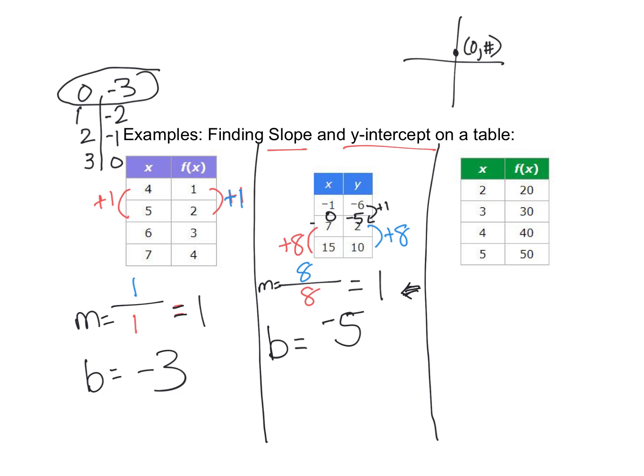All right, let's do another one. So in this one, again, we're going to look at our x and our y. Our x is changing by 1. Our y is changing by 10. So to figure out my rate of change, I'm going to divide the change in my y by the change in my x. So it increases by 10, increases by 1. So 10 divided by 1 is 10. So the slope of this line is 10.